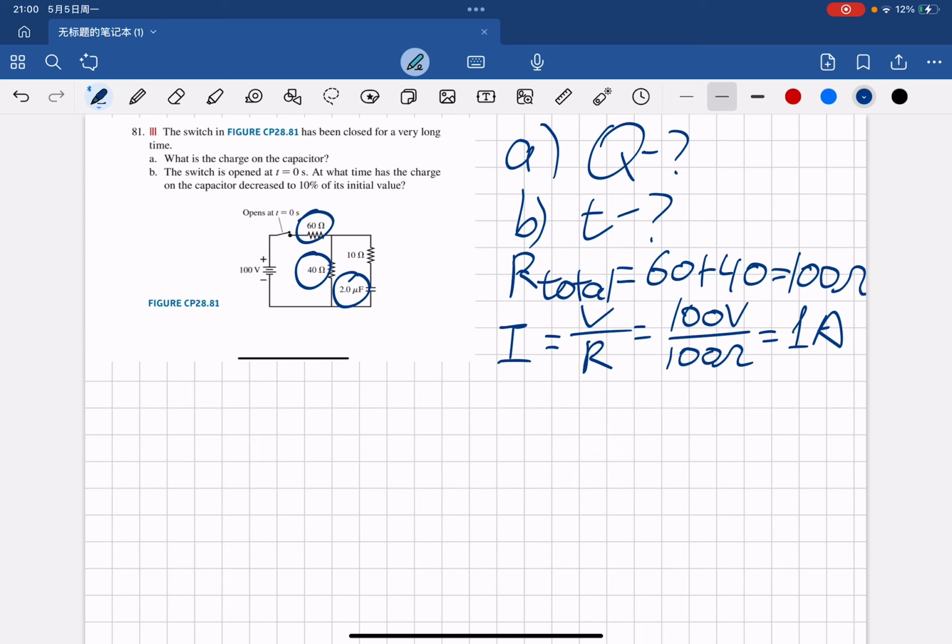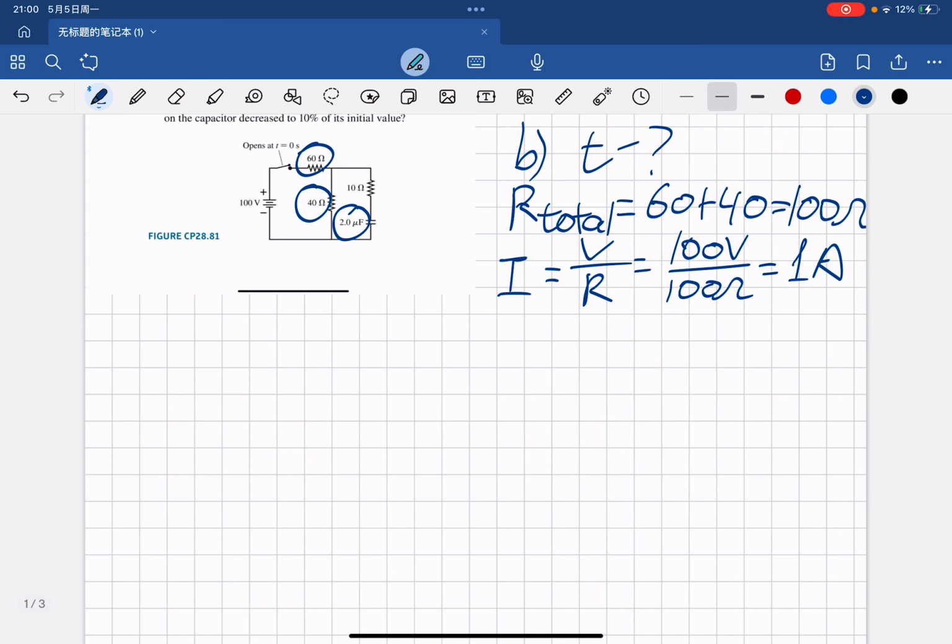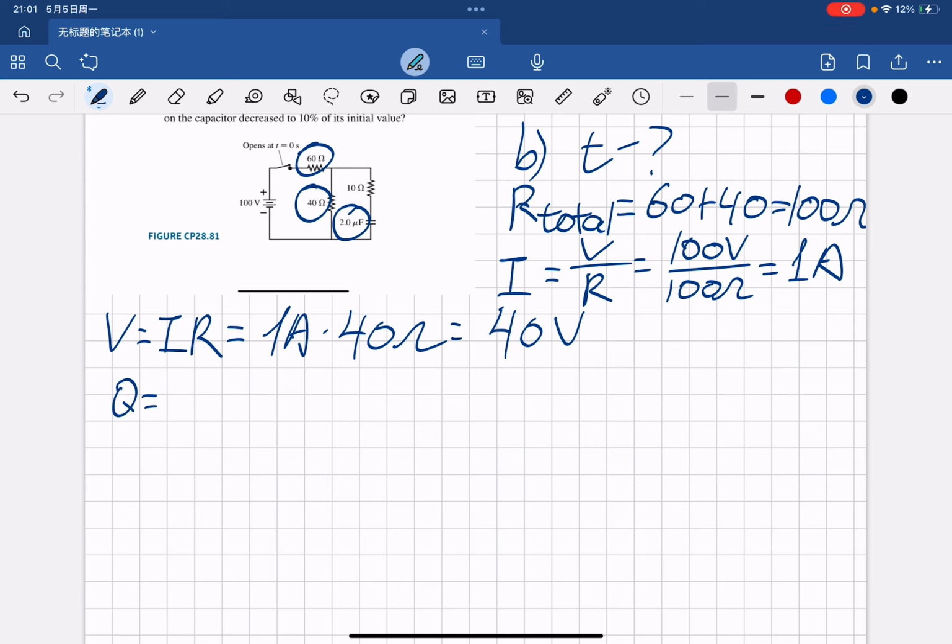So the voltage across the 40 ohm resistor will be V equals IR. It's 1 ampere times 40 ohm, which means 40 volt. It's because the capacitor is in parallel with the 40 ohm resistor, so its voltage is also 40 volt. So in step 4, we need to use the formula Q is equal to C times V, capacitance times voltage.